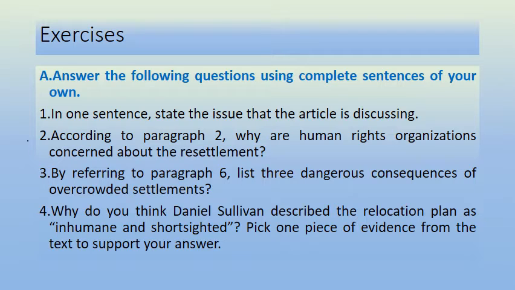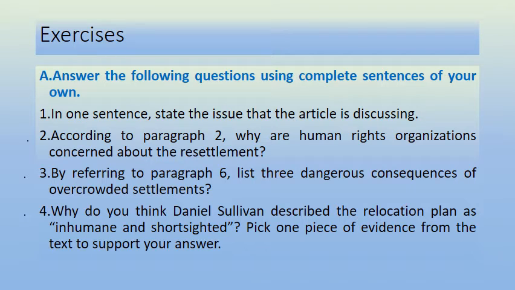Now, according to paragraph 2, why are human rights organizations concerned about the resettlement? Because those human rights watch groups, the journalists, everyone does not have access to this island, and therefore any violation of human rights will go unrecorded and unmonitored. Three, by referring to paragraph 6, list 3 dangerous consequences of overcrowded settlements. We already read in the article they were being overrun by elephants, the conditions are dire, gunfights are breaking out, landslides, etc.